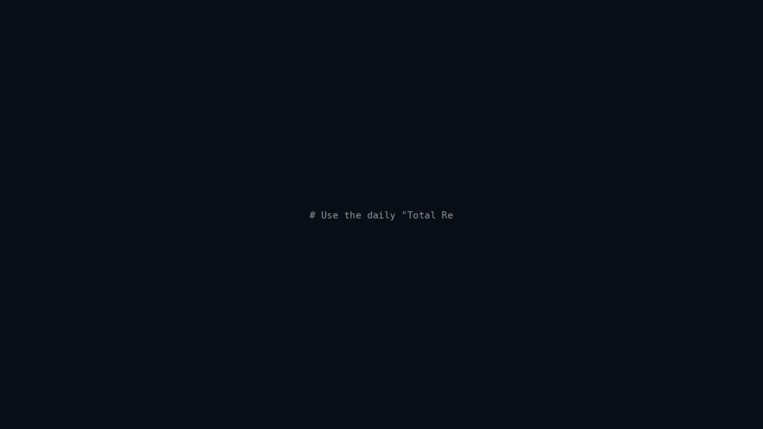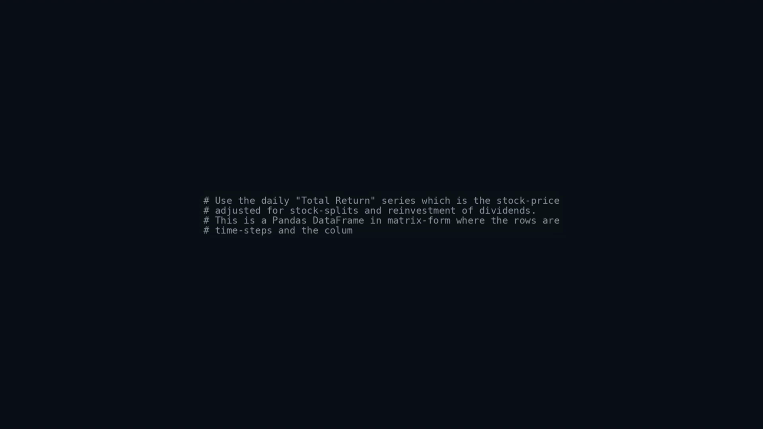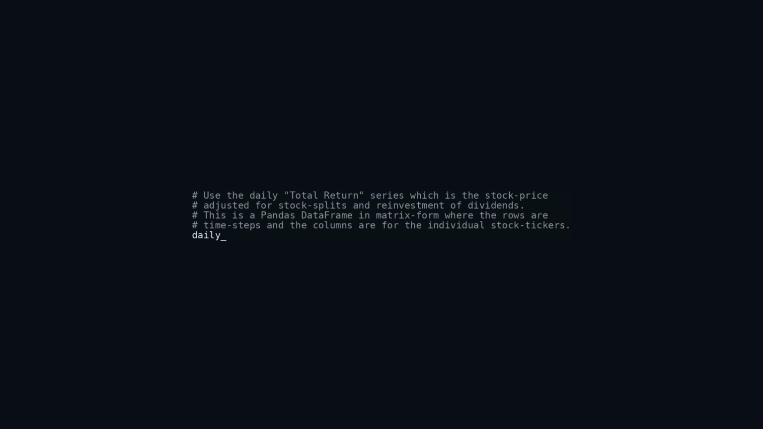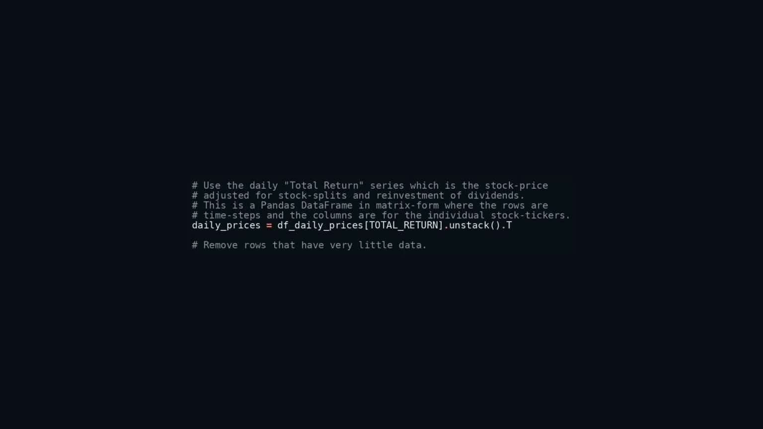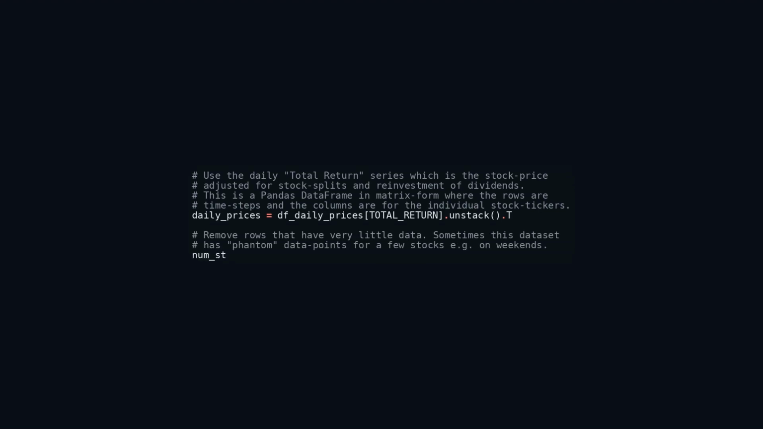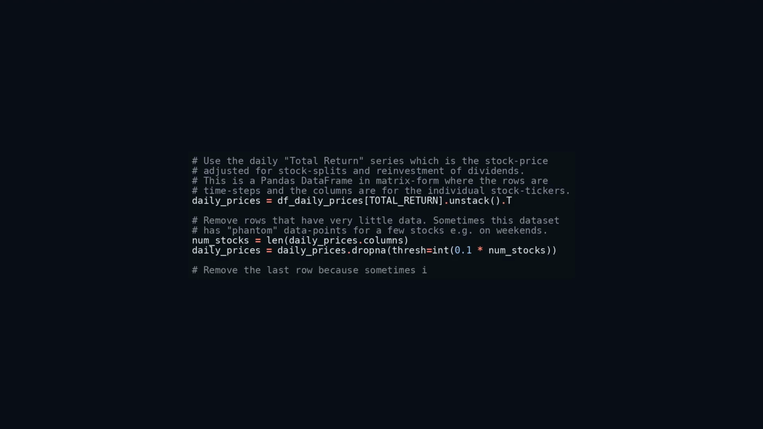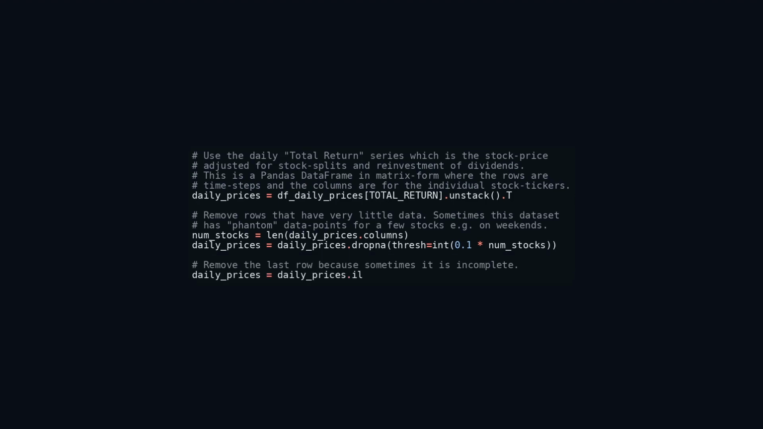This code processes a pandas data frame representing daily stock prices in total return format. Initially, it extracts the total return series from the data frame, reshaping the data into a matrix where each row corresponds to a time step and each column represents an individual stock ticker. Subsequently, it removes rows (time steps) that contain insufficient data by dropping rows with NaN values in more than 10 of the columns. Additionally, it eliminates the last row, as this row may be incomplete due to the timing of data retrieval or recording. The end result is a cleaned and processed data frame of daily total return stock prices, ready for further analysis or visualization.